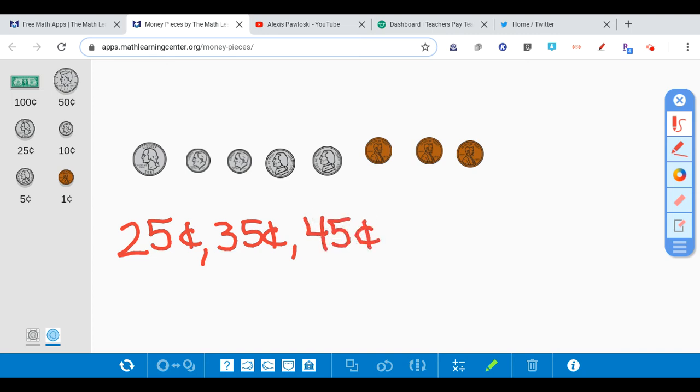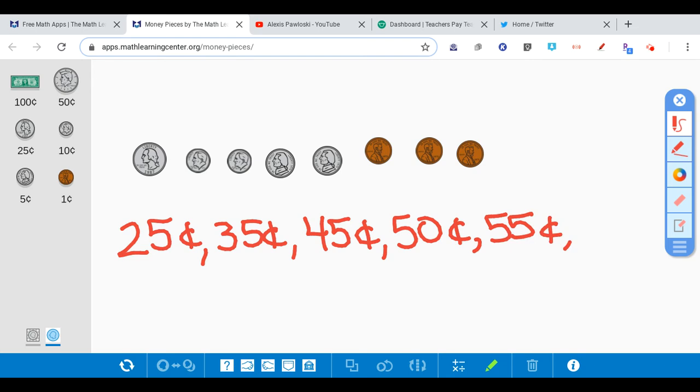Then we have a nickel, which is 5 cents. So 45 plus 5 will give us 50 cents. Then we have another nickel, which is 5 cents. So we have 55 cents. Then we have 3 pennies. So we're going to count on by ones this time.